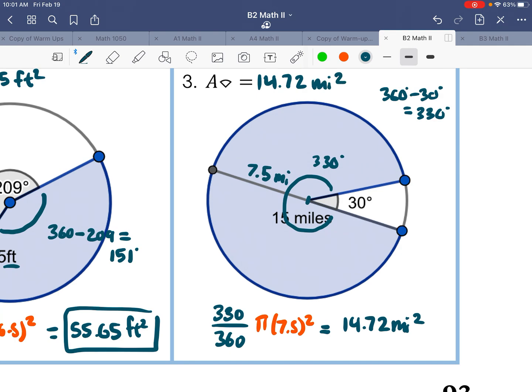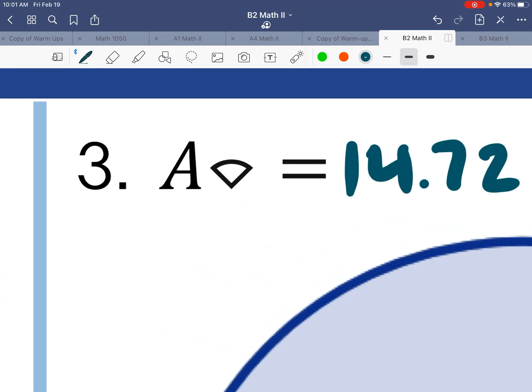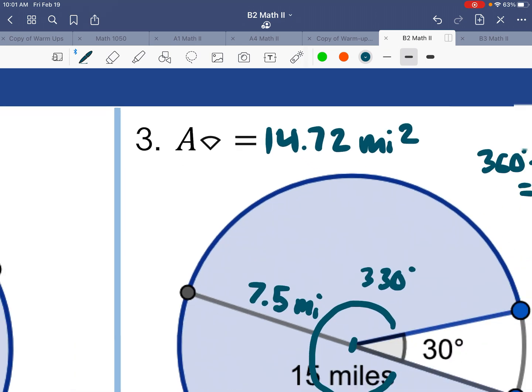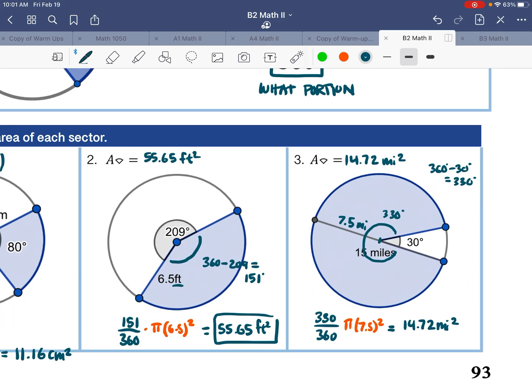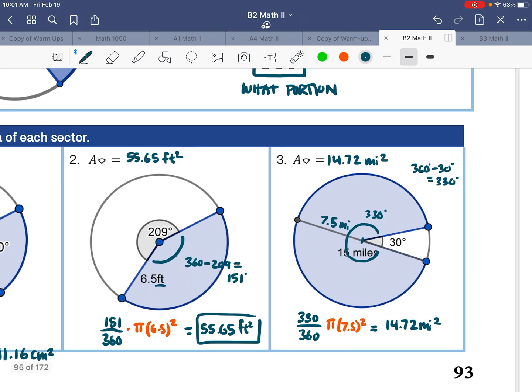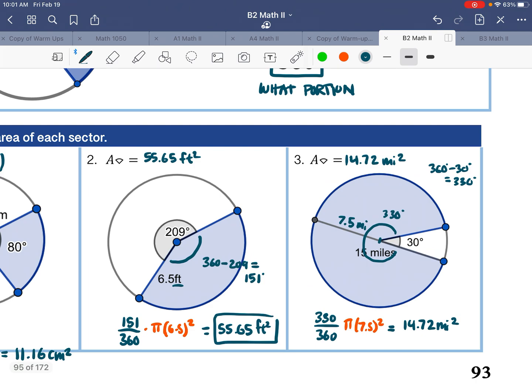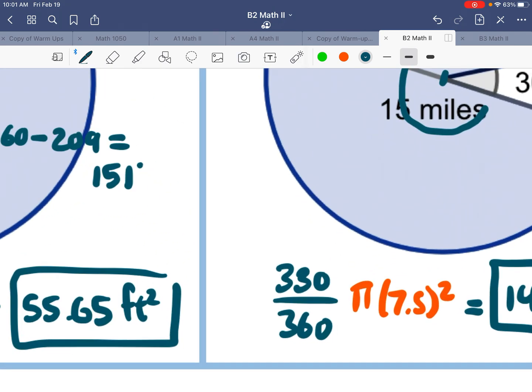14.72 miles squared. That little symbol, by the way, is a sector symbol, so it's just talking about those shaded sectors, the area of that sector. Okay, so that's the sector area, not too bad. We're just finding a portion of the circle's area.